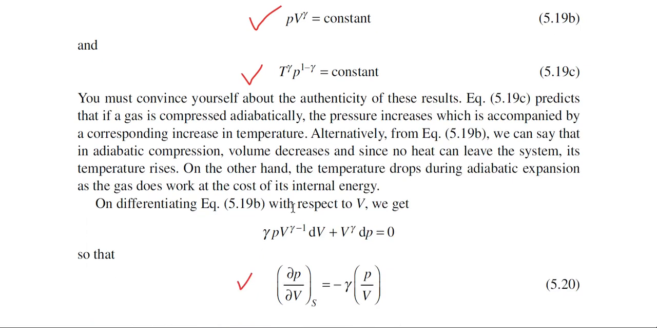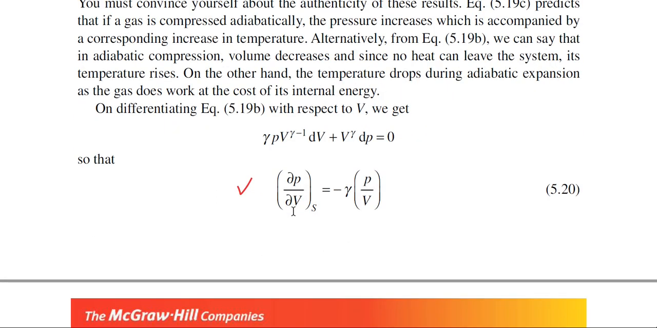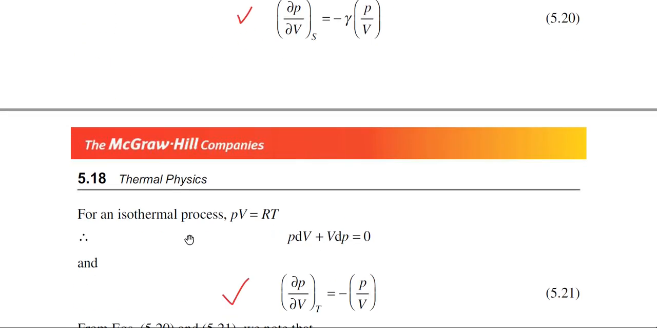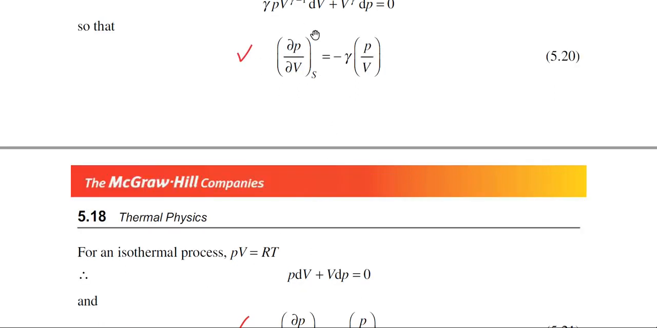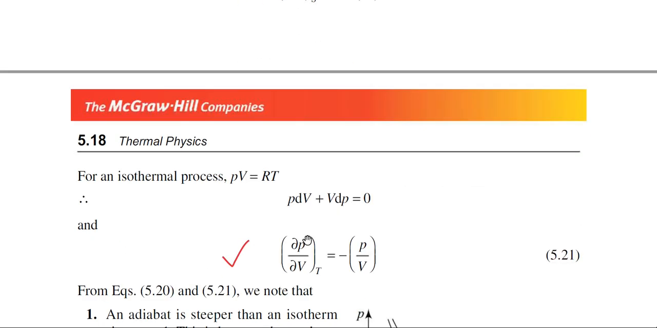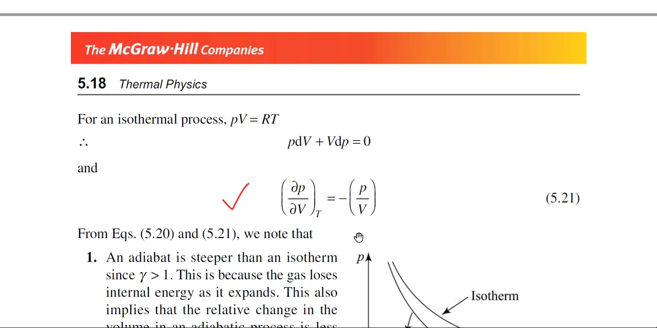Three relations are there, and using these three relations there are several numerical problems. And another point to note, the ratio del P by del V is equal to minus gamma into P by V for an adiabatic process. But for an isothermal process where P V is equal to R T, del P by del V is equal to minus P by V.